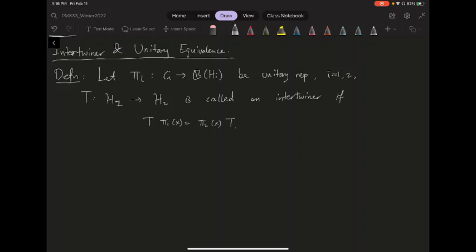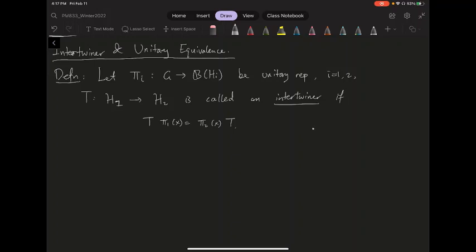Suppose you have two unitary representations, let's call them pi1 and pi2. They may represent your group G on different spaces, let's say H1 and H2. Then a map T from H1 to H2 is called an intertwiner if you apply pi1 first and then T, or you apply T first and then pi2, and you end up with the same thing.